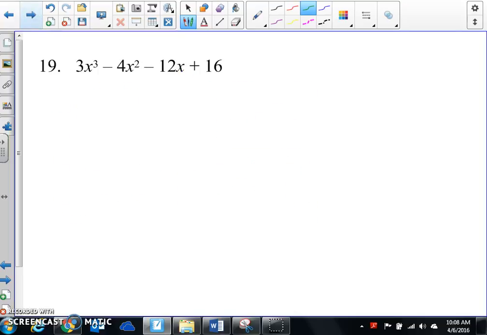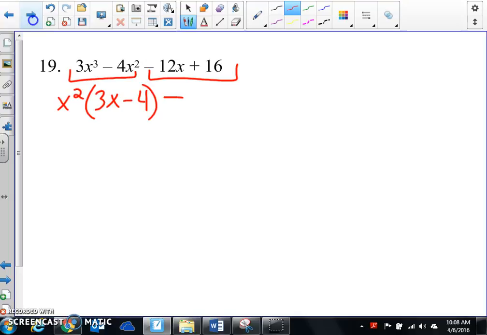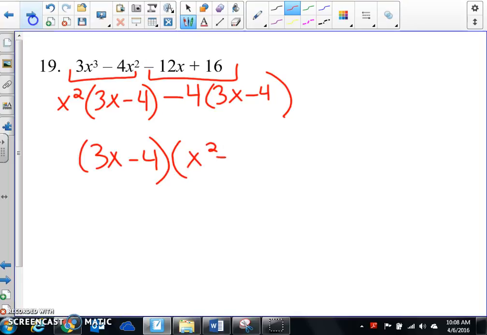All right, I have 1, 2, 3, 4 terms. 3 does not go into 4, so I just go ahead and group it up into 2's. Over here, I can take out an x squared, leaving me with 3x minus 4. Over here, I can take out a negative, let's see, what is that, 4? Leaving me with 3x minus 4. I rewrite my 3x minus 4, and I'm left with x squared minus 4.